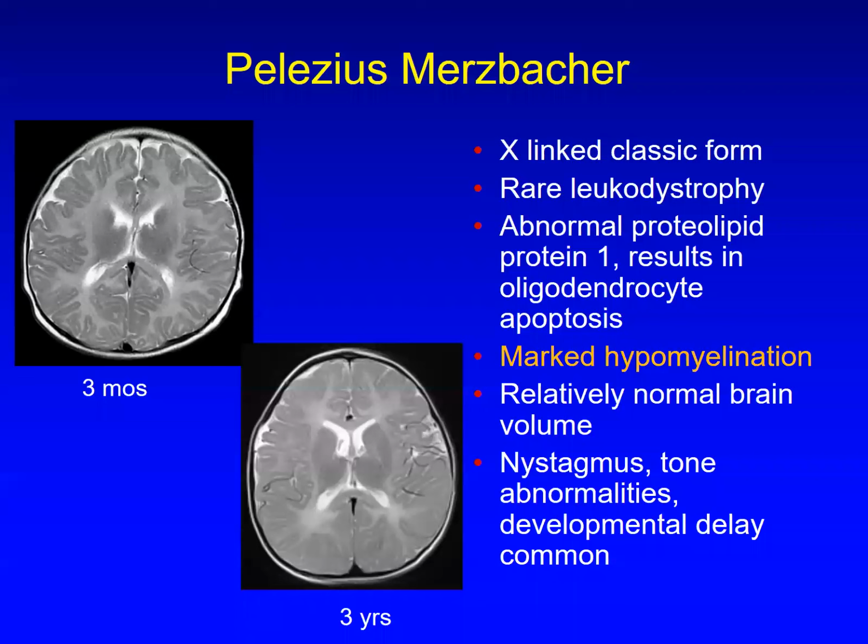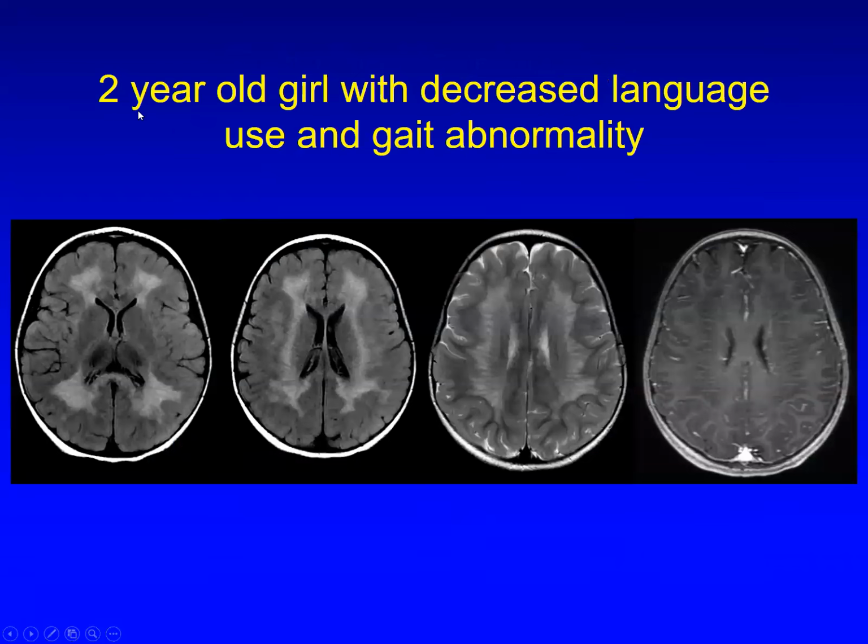They typically will have a relatively normal brain volume, not a whole lot of volume loss in comparison to some of the entities we're going to look at next. They often will present with nystagmus, tone abnormalities, developmental delay, or regression, also very common presenting features for a lot of the leukodystrophies. All right, so this is a 2-year-old girl with decreased language use and gait abnormality.